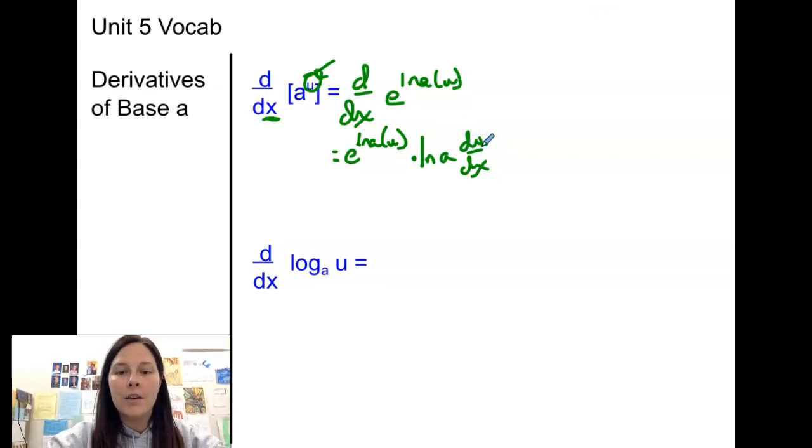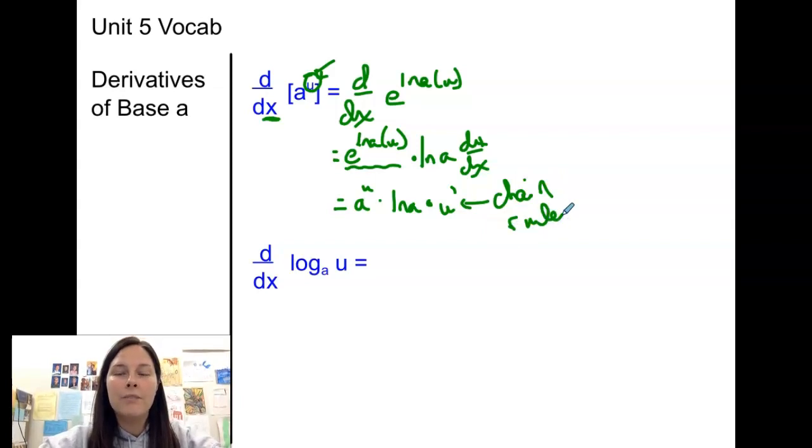And then we're going to clean it up. As a reminder, this first piece here, this e to the natural log of a times u, that was the definition of a to the u times natural log of a, and then either times that du dx, or if you want to clean it up a little bit, u prime. Really, this last piece here is just indicating chain rule. If you do not just have regular plain old a to the x, you will have that chain rule piece.